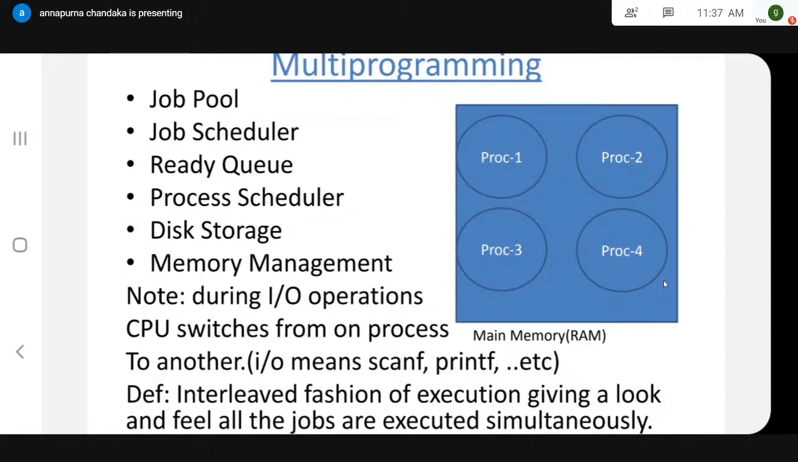The 20 people are called the job pool. Your gatekeeper, or peon, is called the job scheduler. He is responsible for selecting only 5 people and asking them to get into the principal's room. The principal's room is called main memory. That is the ready queue. Now 5 people are waiting for the principal at a time. Your principal does not have the capability of talking with all 5 people at a time. So the principal has to decide, okay, I need to execute first this one, second this one, third this one, depending on priority. That is decided by the process scheduler. The process scheduler is a program which decides which job is going to be executed.